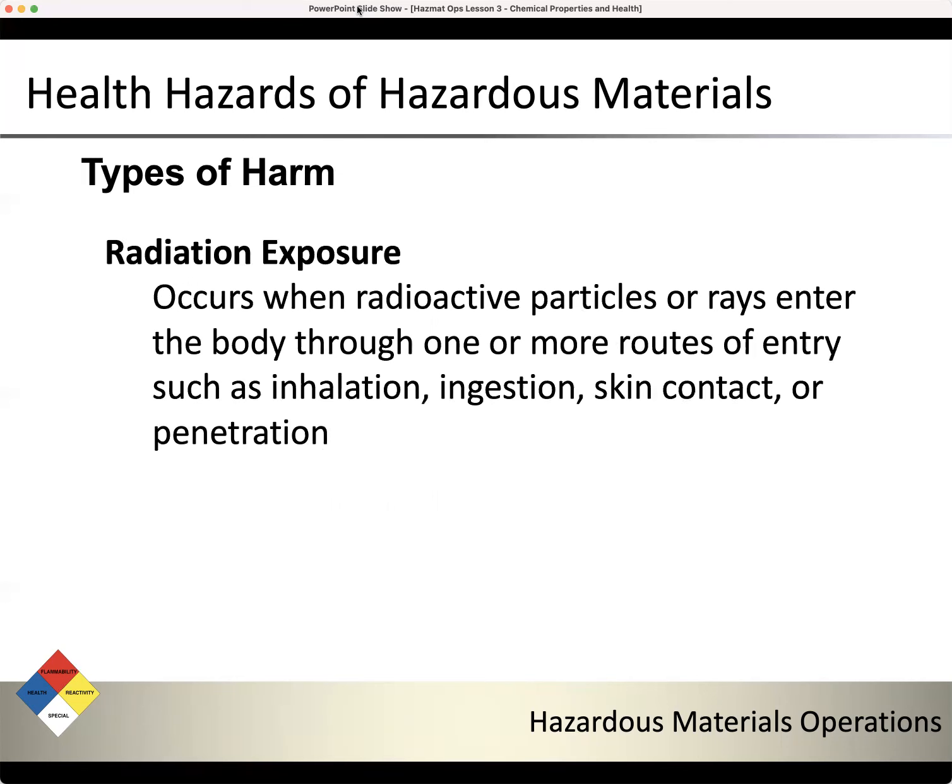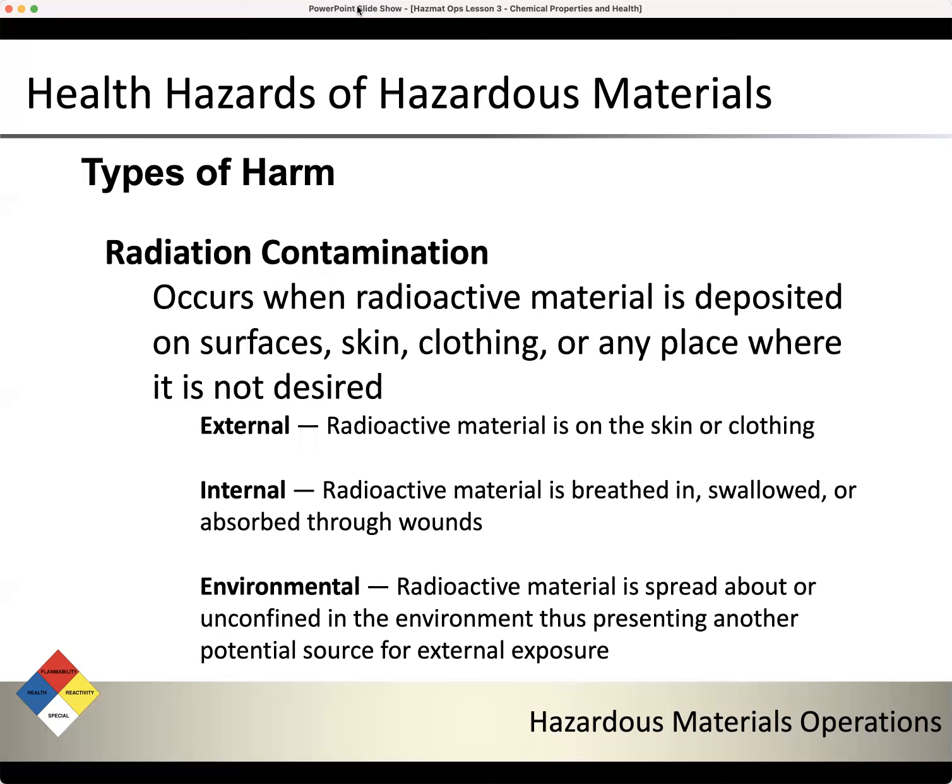So radiation exposure occurs when radioactive particles or rays enter the body through one or more routes of entry. We talked about inhalation, ingestion, absorption, and penetration. Radiation contamination occurs when radioactive materials are deposited on surfaces, skin, clothing, or any place where it's not desired. You can have it outside, externally, internally, or environmentally.